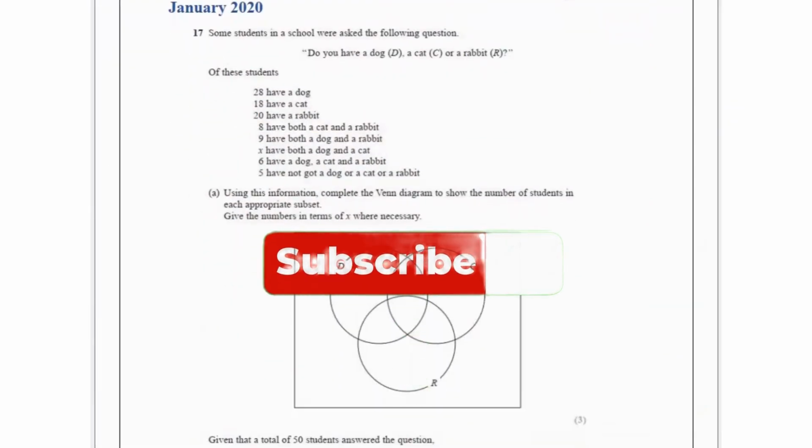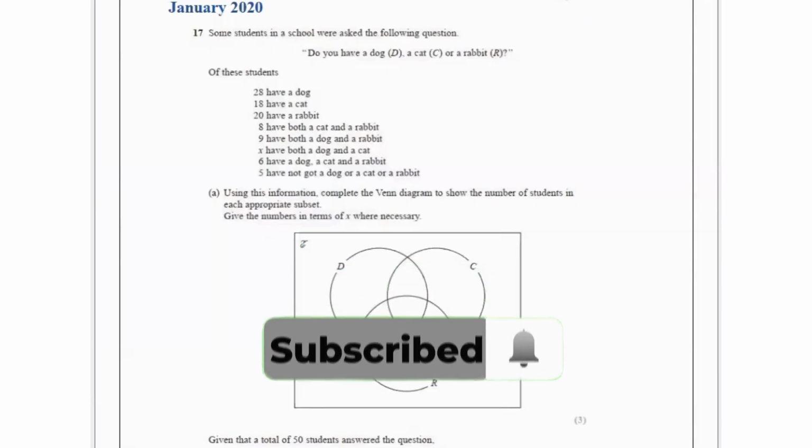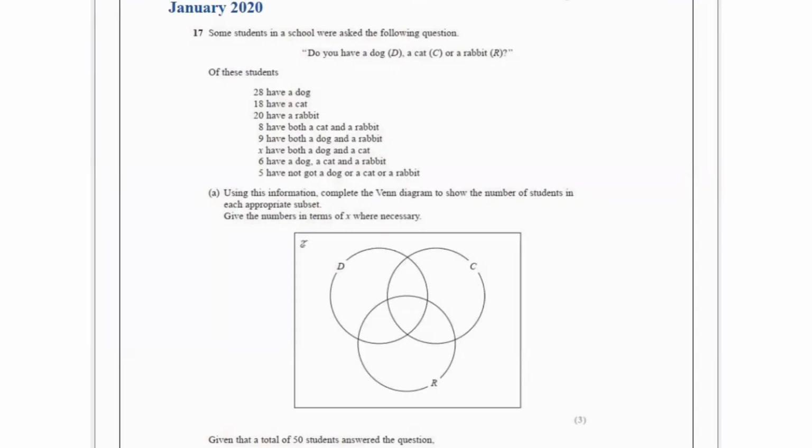Next question says that some students in a school were asked the following question: do you have a dog, a cat, or a rabbit? Of these students, 28 have a dog, 18 have a cat, 20 have a rabbit, 8 have both a cat and a rabbit, 9 have both a dog and a rabbit, X have both a dog and a cat, 6 have a dog, a cat, and a rabbit, and 5 have not got a dog or a cat or a rabbit. Using this information, complete the Venn diagram to show the number of students in each appropriate subset. Give the numbers in terms of X where necessary, given that a total of 50 students answer the question.